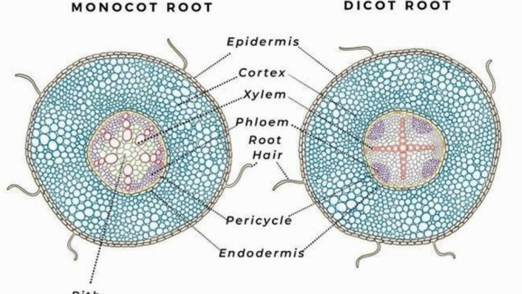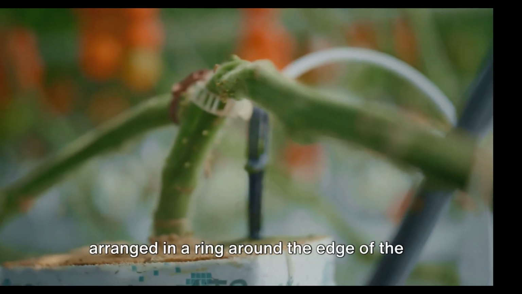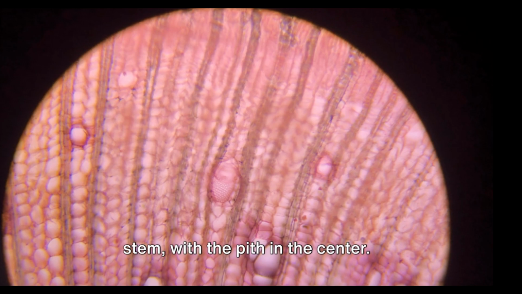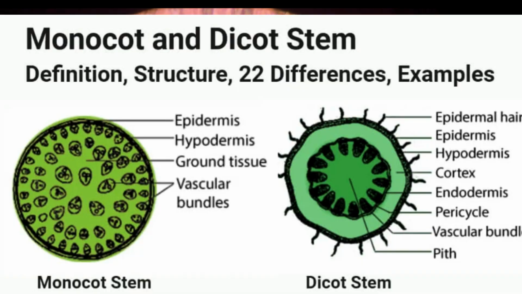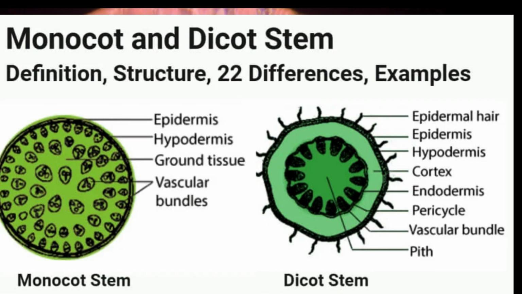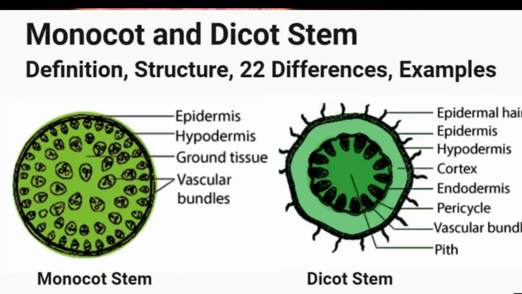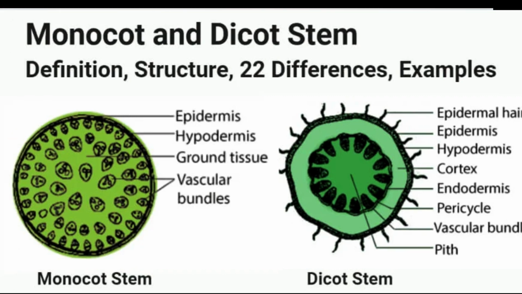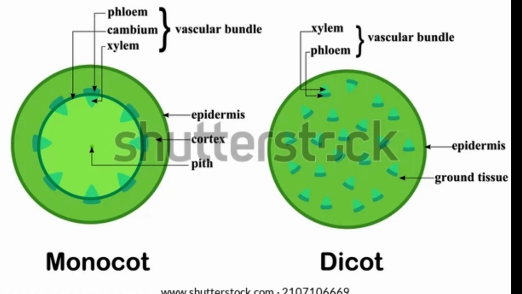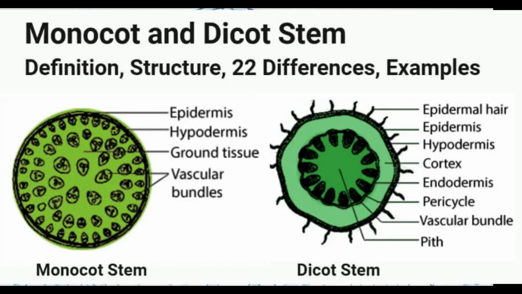In dicots, the vascular bundles are arranged in a ring around the edge of the stem, with the pith in the center. The bundles contain both xylem and phloem, and they are separated by a layer of cells known as the cambium. This cambium allows the stem to grow in thickness over time. In contrast, monocot stems have their vascular bundles scattered throughout the stem, with no cambium. This means that monocot stems can't grow in thickness like dicots can.